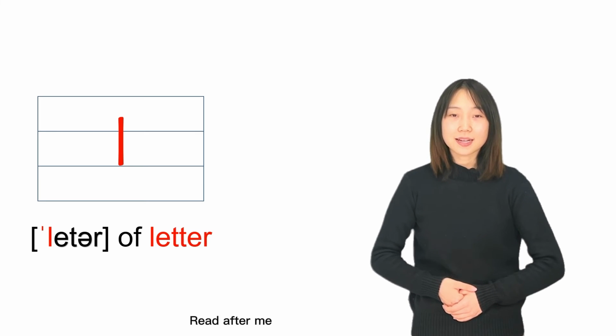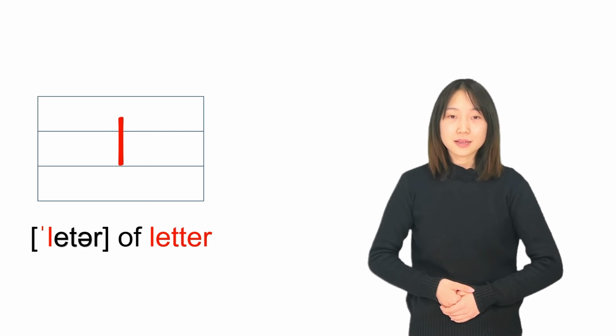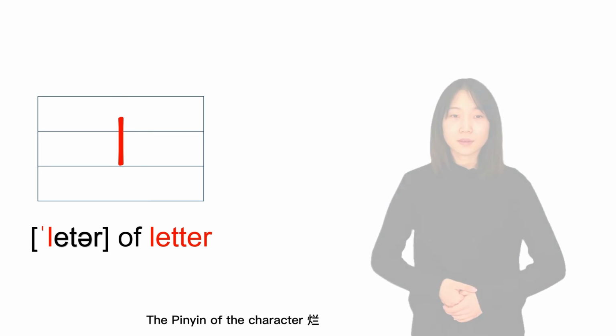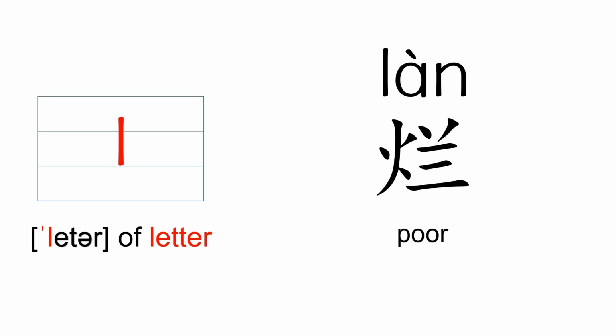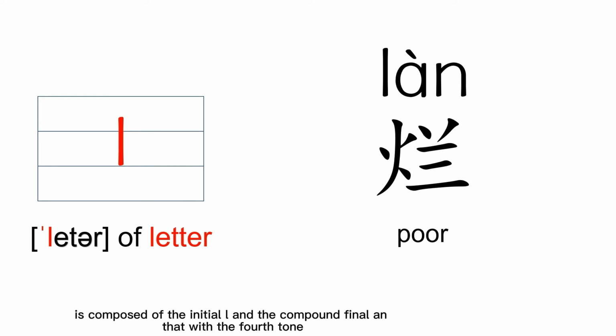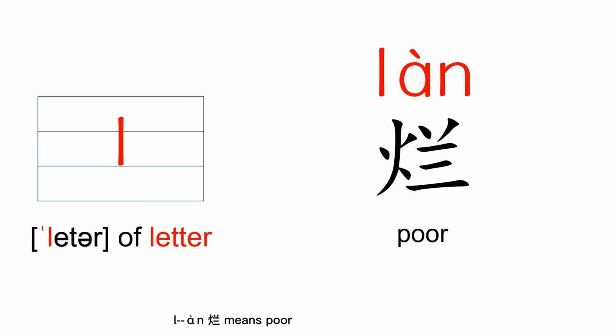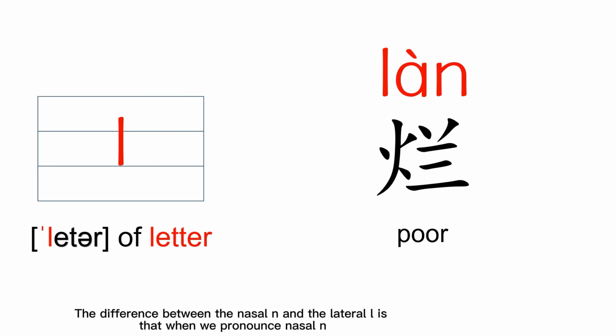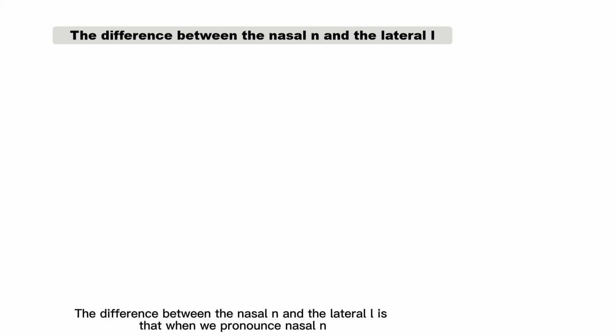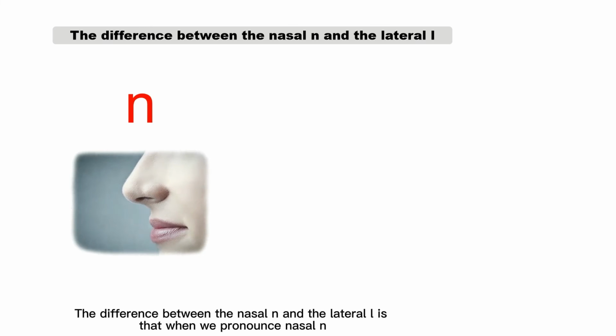Read after me. Le, le, le. The pinyin of the character lan is composed of the initial le and the compound final an, with the fourth tone. Le, an, lan. Lan means pour.